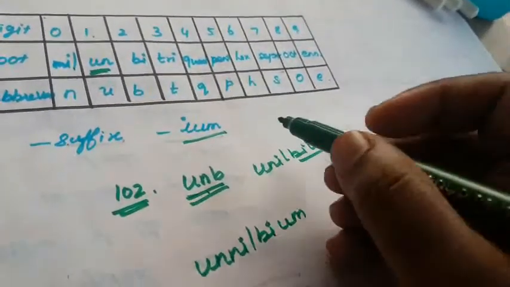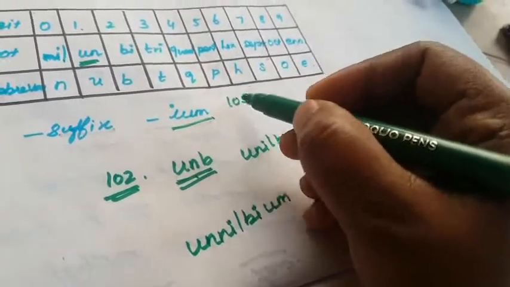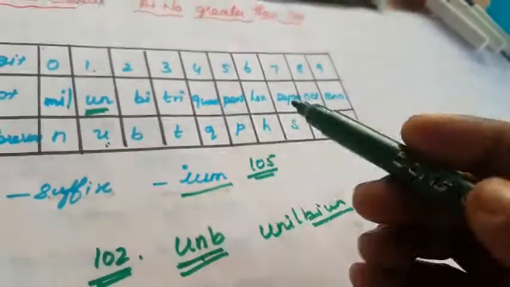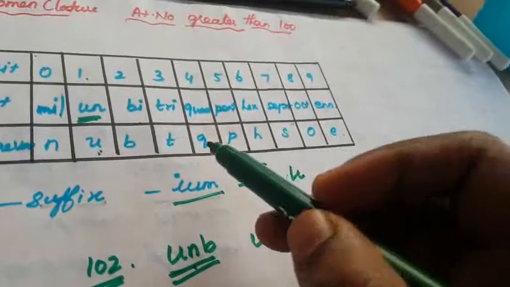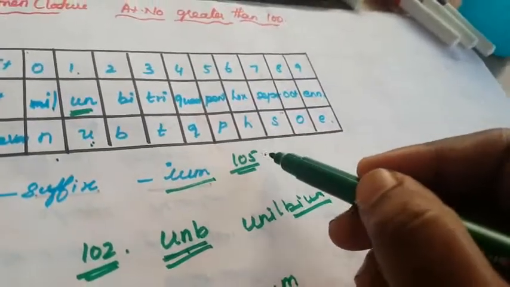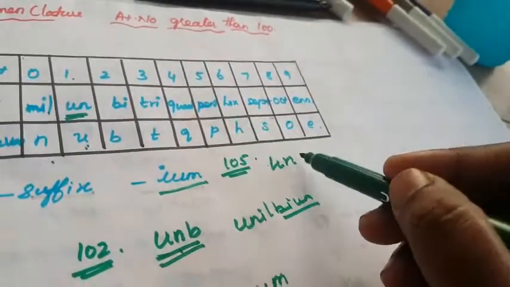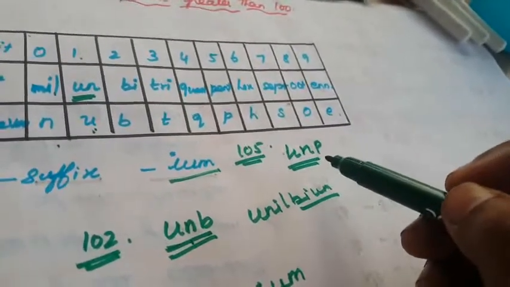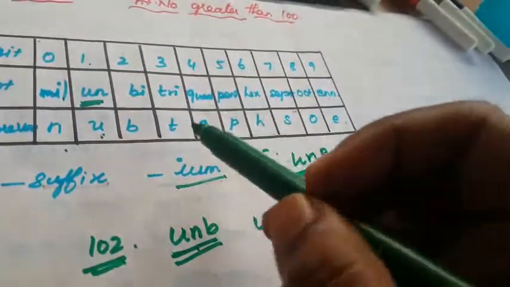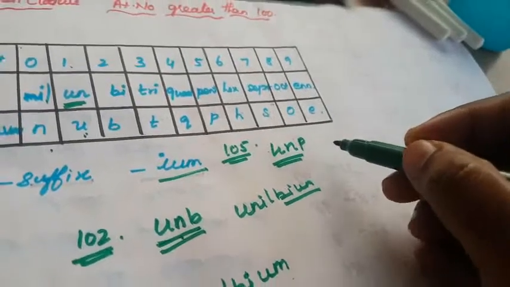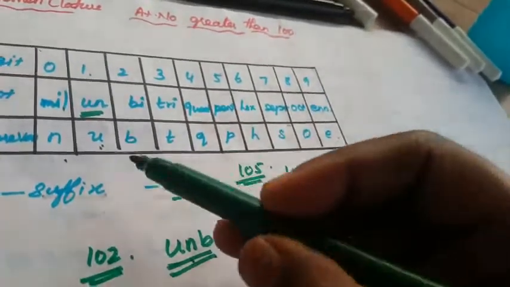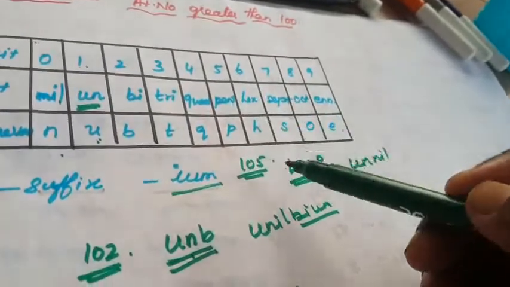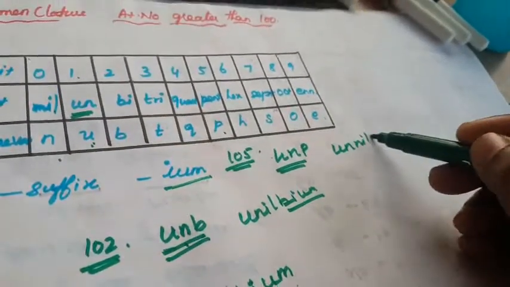Suppose it is 105. How to write the temporary symbol? 1 is u, 0 is n, 5 is p. This is the temporary symbol. How to write the name? 1 means un, then 0 means nil. What is meant by 5? What is meant by pent?